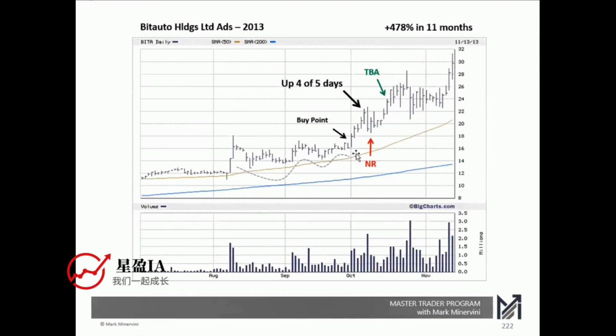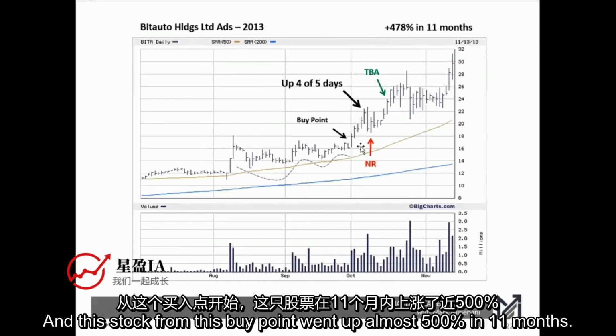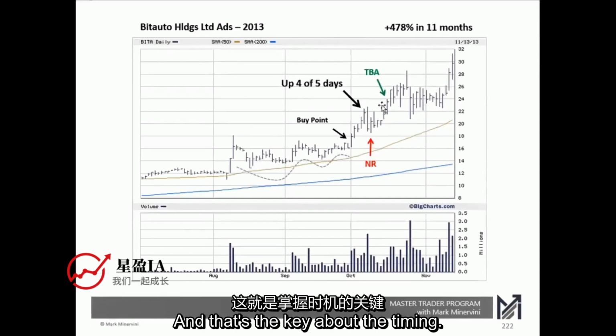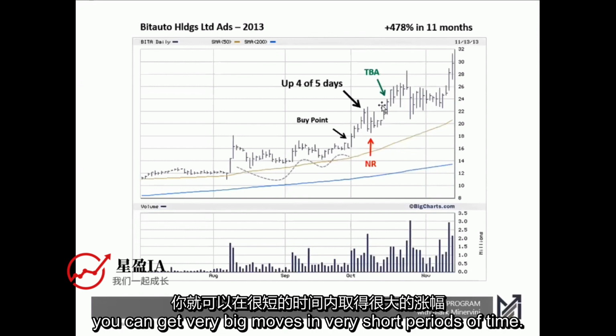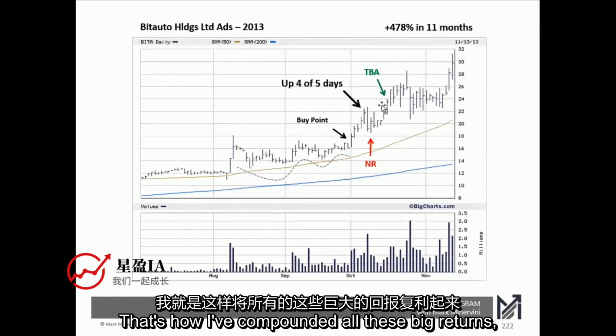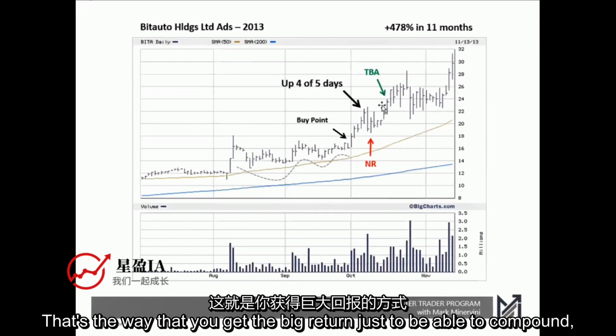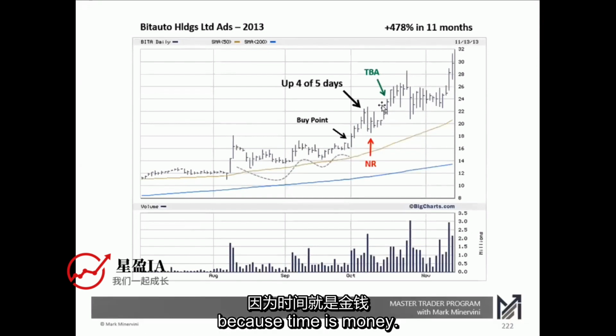Now, here's the key. And this stock from this buy point went up almost 500% in 11 months. That's a huge move in a very short period of time. And that's the key about the timing, is when you get that timing right, you can get very big moves in very short periods of time. And that's the key. That's how I've compounded all these big returns. And that's how David won U.S. investing championships. And that's the way that you get the big returns, is to be able to compound, because time is money. We talked about that earlier.